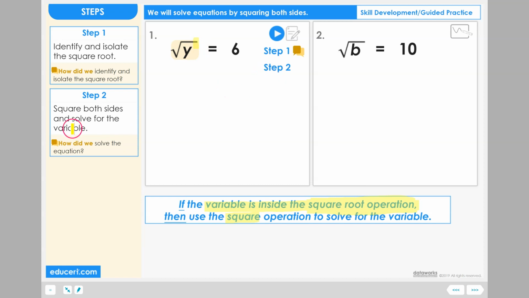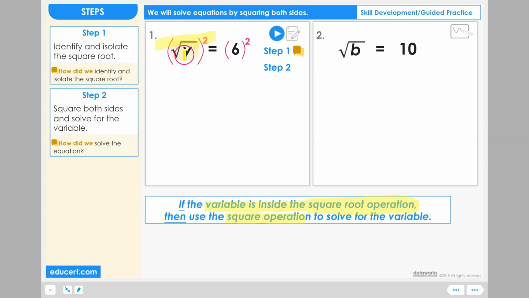Step 2. Square both sides and then solve for the variable. We're going to put parentheses around the entire square root operation, and the second power, that's our square. Then we're going to put parentheses around the entire right side of our equation and square that as well. So we have now used the square operation. When we square a square root, these are inverses. They basically cancel each other.